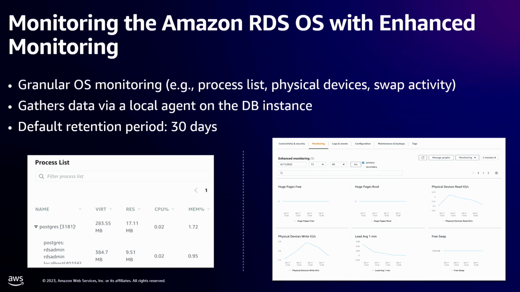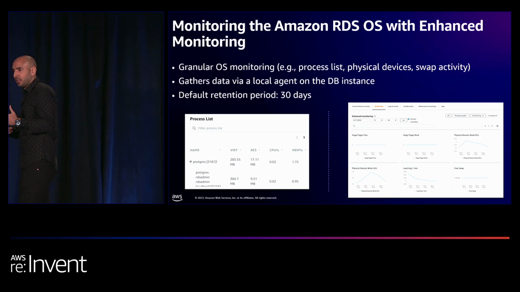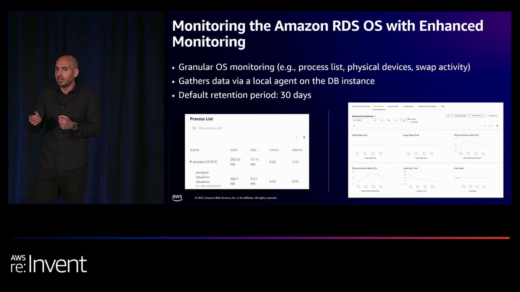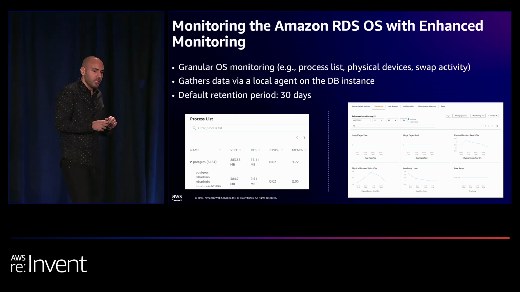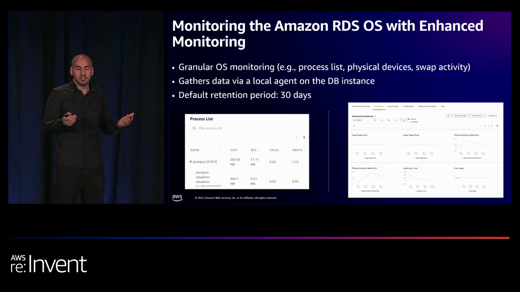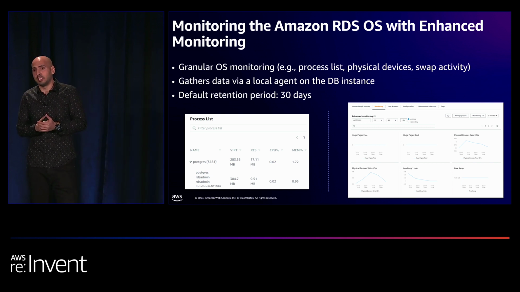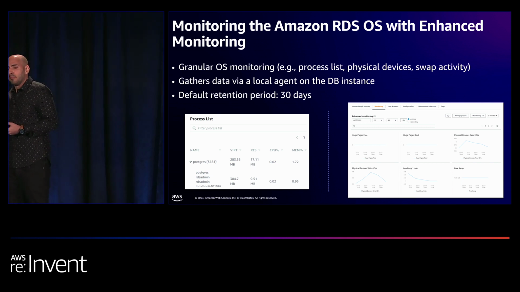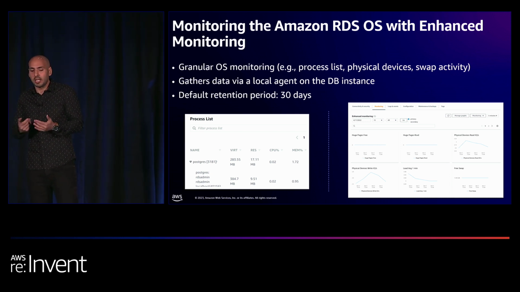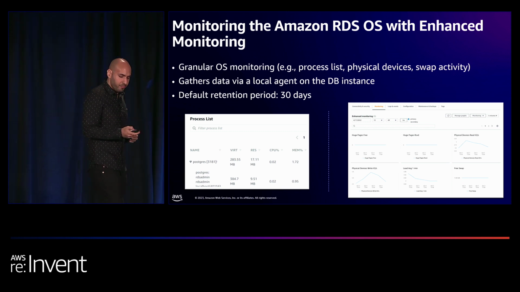Behind the scenes with Amazon RDS Enhanced Monitoring, we actually deploy a local agent, so we collect the data directly from the instance level and not from the hypervisor. It has a default retention of 30 days, but you can modify it to be unexpired. It also has a default resolution of 1 minute. Sometimes customers who require a higher resolution frequency can change it to up to 1 second. So that's also something that you should be aware of.